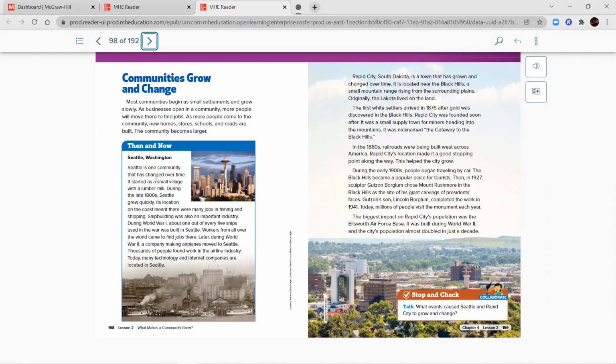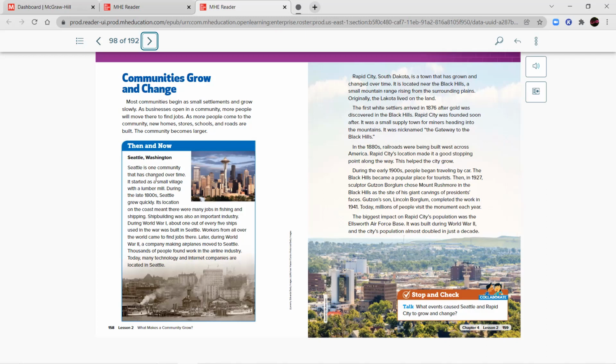It was a small supply town for miners heading into the mountains. It was nicknamed the Gateway to the Black Hills. In the 1800s, railroads were built west across America. Rapid City's location made it a good stopping point along the way. This helped the city to grow.